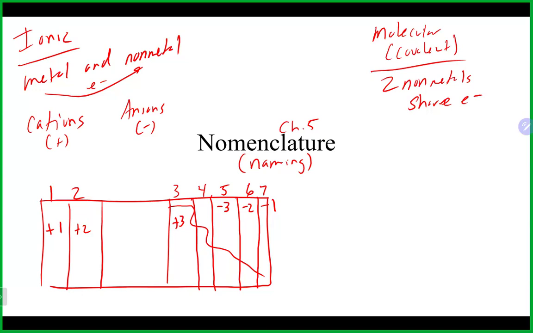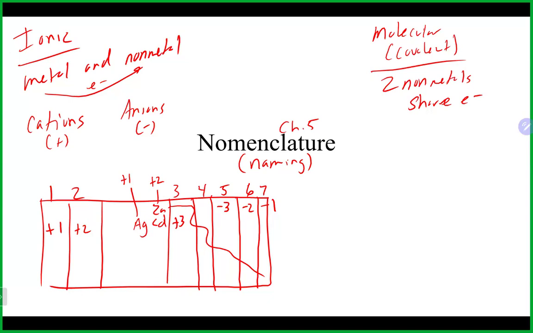But there are 3 transition metals that have fixed charges, which is zinc, cadmium, and silver. Zinc and cadmium will always form a +2 charge, and silver will always form a +1 charge. So these guys have fixed positive charges, and it's important to know that as you go through naming. We talked about it, I think, at the end of chapter 4, if I'm not mistaken.